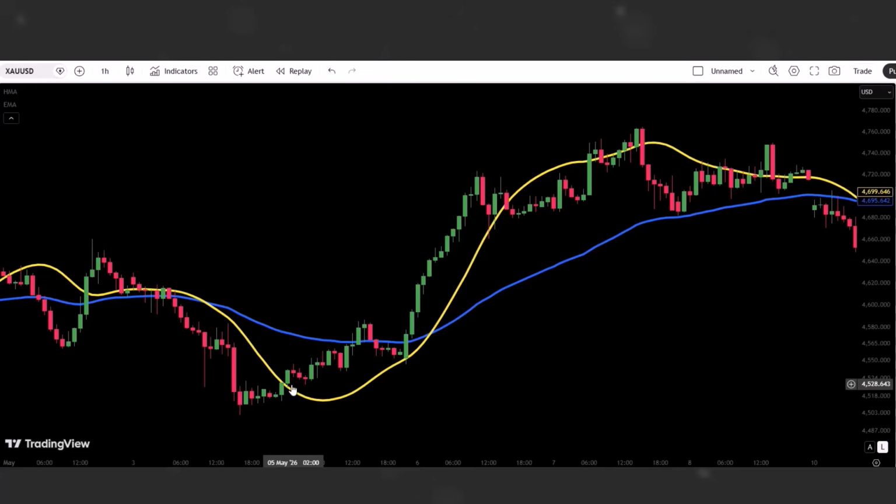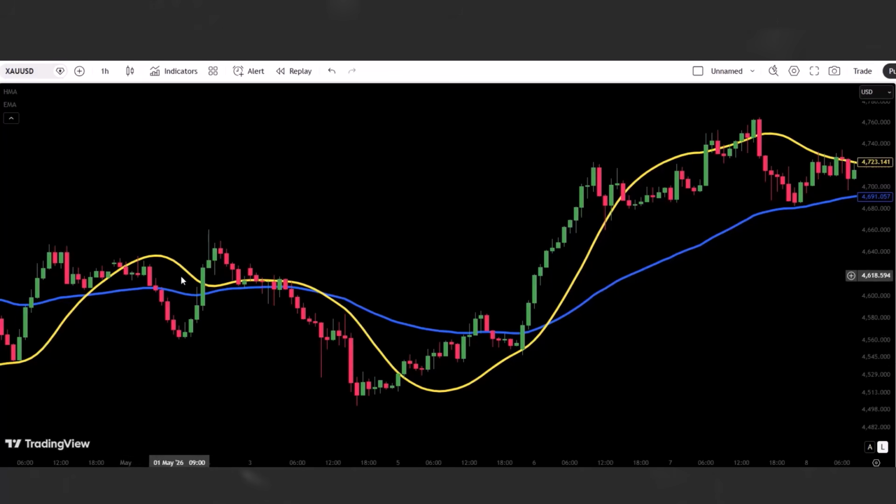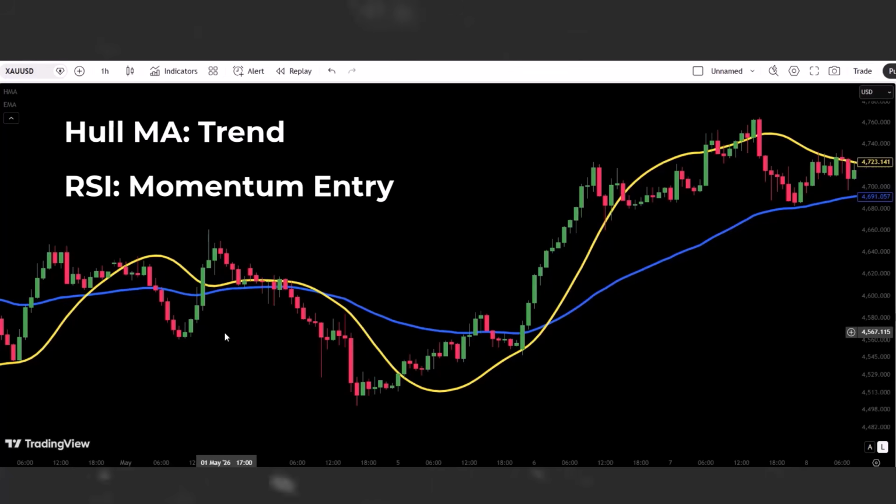But remember, faster doesn't always mean better. In a sideways market, a faster indicator can also create more false signals. That's why we don't use the Hull Moving Average by itself. Instead, we will combine it with the RSI. The Hull Moving Average tells us the trend, while the RSI tells us when momentum is strong enough to enter a trade. Now let's add the RSI and see how these 2 indicators work together.